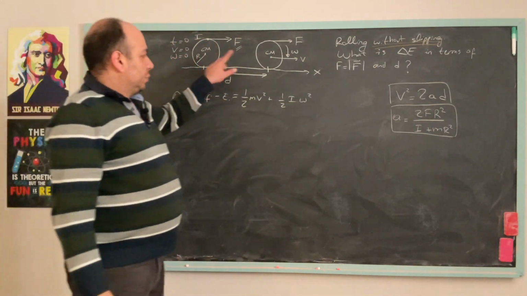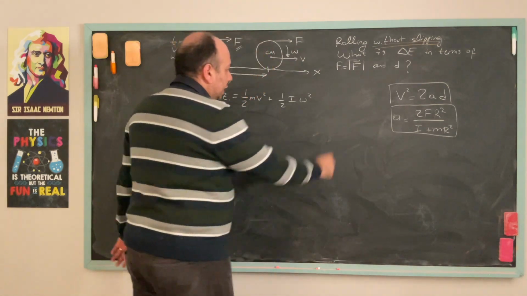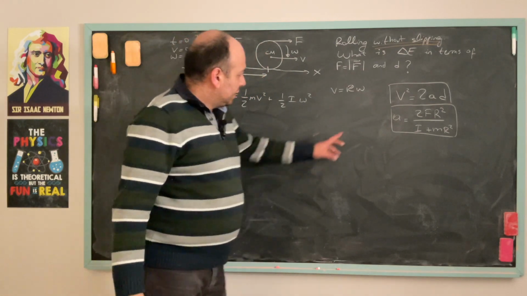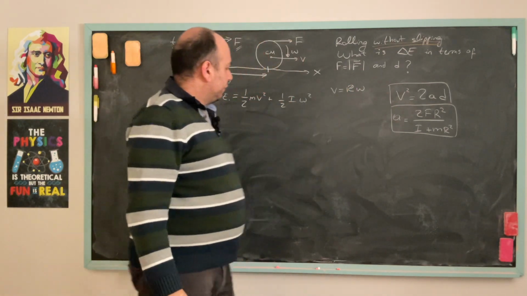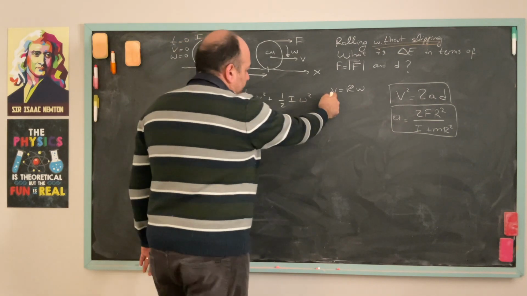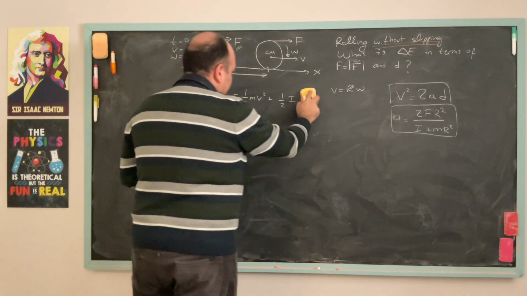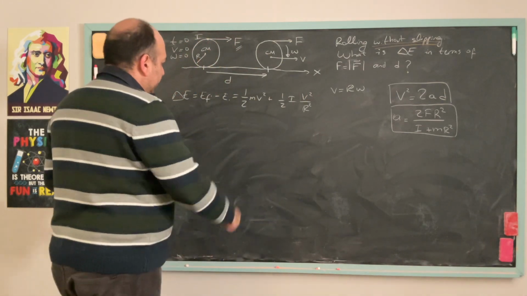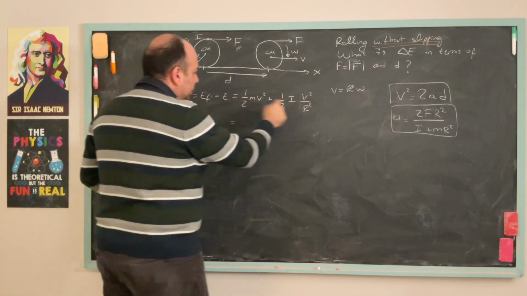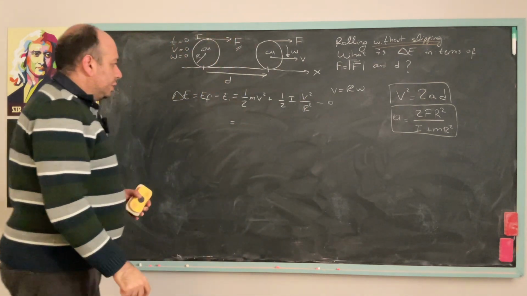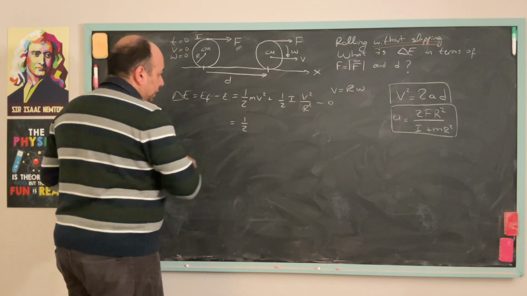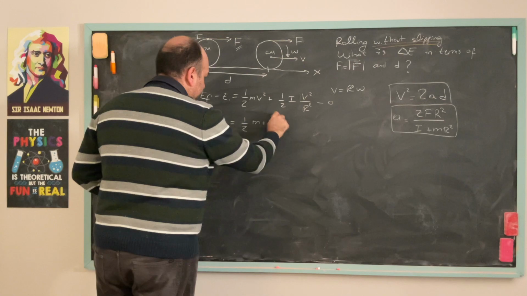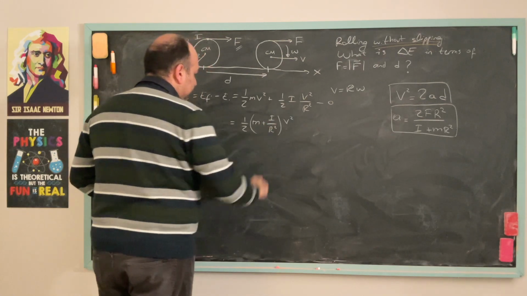Since this is rolling motion without slipping, I know that V is equal to R times omega. Since I don't have omega here, I'm going to write everything in terms of V. So wherever I see omega, I'm going to write V over R. So this just gives me V squared over R squared. By the way, initial energy is 0, so I just put 0 here. If I use the common parentheses, 1/2, this gives me M plus I over R squared times V squared.